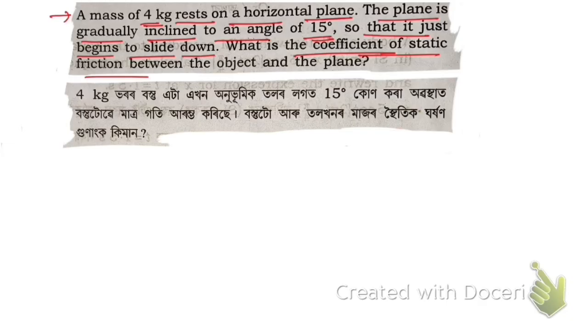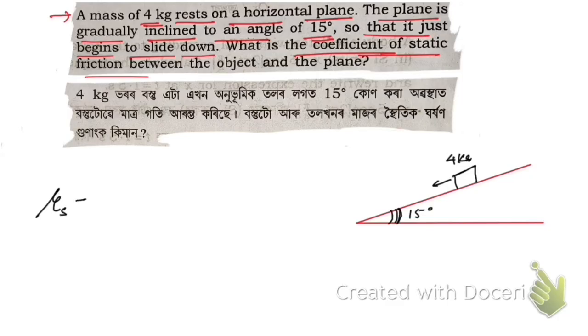Suppose this is the inclined plane, so it is inclined at an angle with the horizontal. Suppose this is 15 degrees, such that the object of mass 4 kg just starts to slide down. So that means this angle must be the angle of repose, and the relation between the angle of repose and the coefficient of static friction mu s is given by tan theta, where theta is the angle of repose.